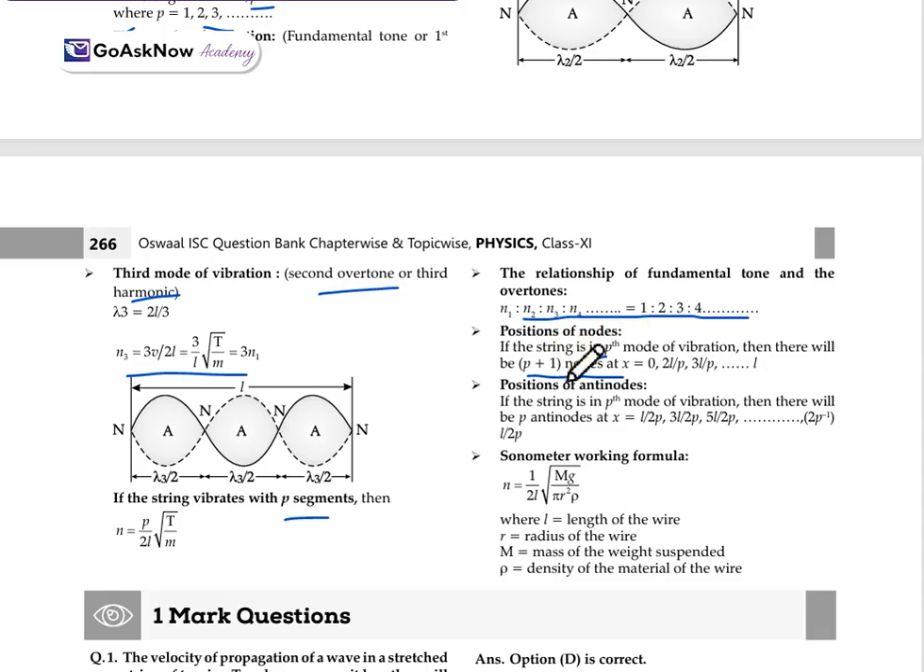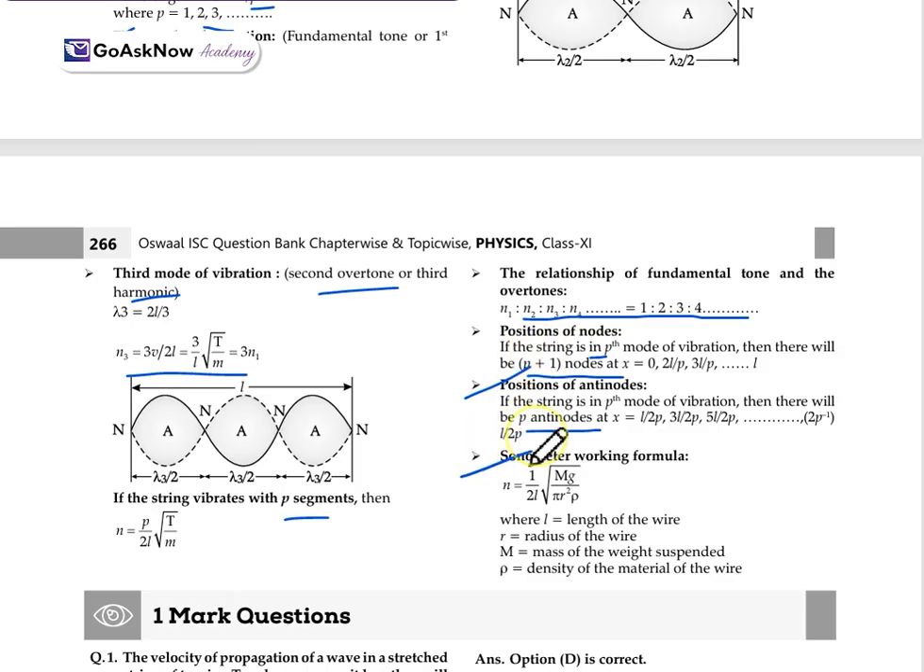Now the position of antinodes. If the string is in the pth mode of vibration, then there will be p antinodes at x equal to L upon 2p, 3L upon 2p, 5L upon 2p, and it will go up to (2p minus 1) L upon 2p. So this is the position of the antinodes.